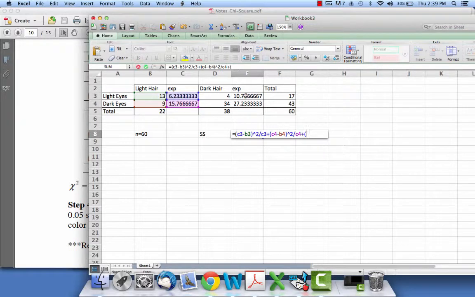And now over here, observed minus expected: D3 minus E3, squared, divided by expected E3, plus D4 observed minus E4 expected, squared, divided by E4.